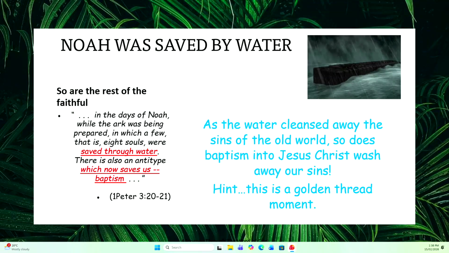So now we're just going to quickly jump to the New Testament. The Apostle Peter actually talks about the flood, and he makes the comparison that just as Noah was saved by the ark, so baptism saves us. So this is a bit of a golden thread moment, but stay tuned. Remember that, because in weeks 6 and 7, we're going to find out a lot more about baptism. Okay, so back to the story.